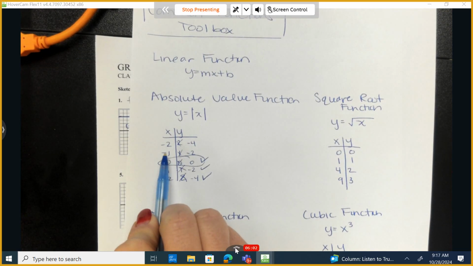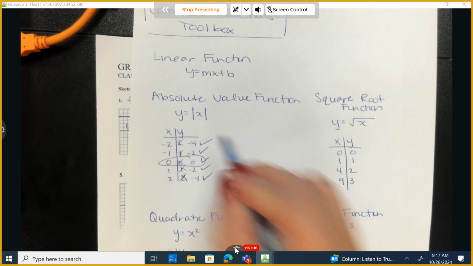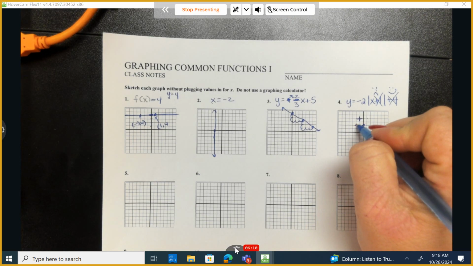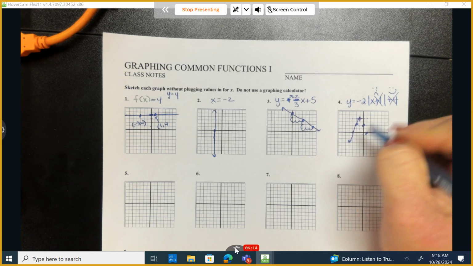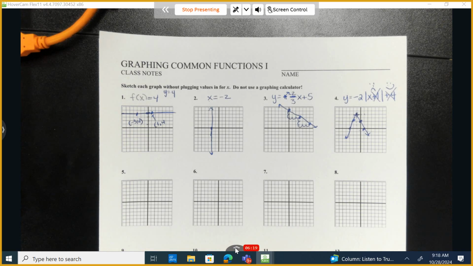Then I go back to the bullseye, left 1 because it's negative, and down 2. And then left 2 and down 4. I'm going to do those at the same time. Left 1, down 2, and left 2, down 4. There we go. This is my transformed function.